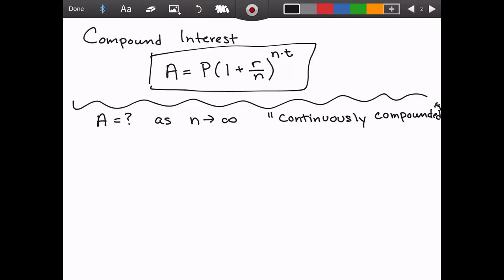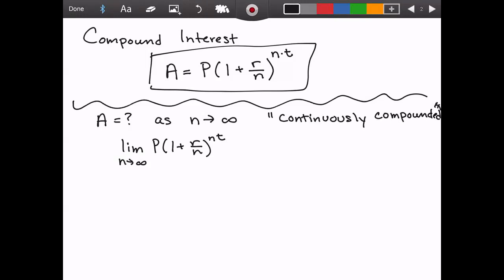Sorry for this slightly messy handwriting. All right, so let's use limits. So we're saying what's the limit as n approaches infinity of A? And remember, A is defined as P times 1 plus r over n to the nt.